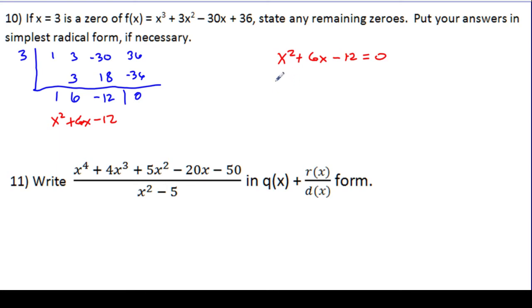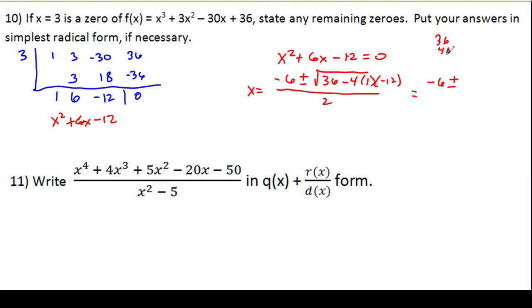So in this case, let's do negative 6 plus or minus the square root of b squared, which is 36, minus 4 times 1 times negative 12, all over 2. So my x equals negative 6 plus or minus the square root of, well, 36 and this says plus 48, so we're doing 36 and 48. Well, that looks like 82, or 84, I'm sorry. All right, square root of 84.